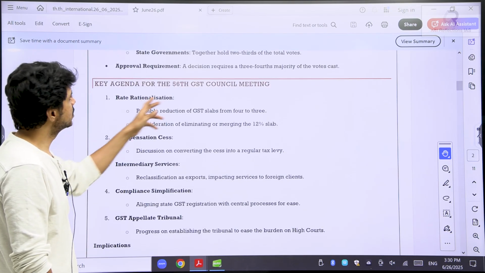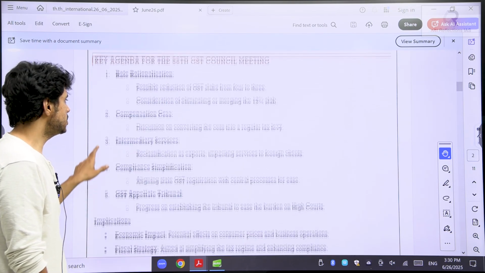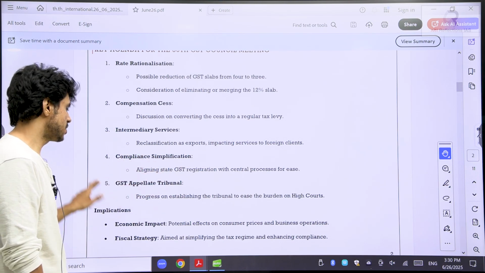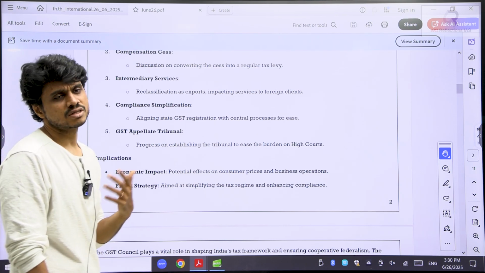So they are talking about the new agenda for the 56th GST Council meet. How to simplify the process? Should we establish the GST Appellate Tribunal and all? The next meeting happens next month.